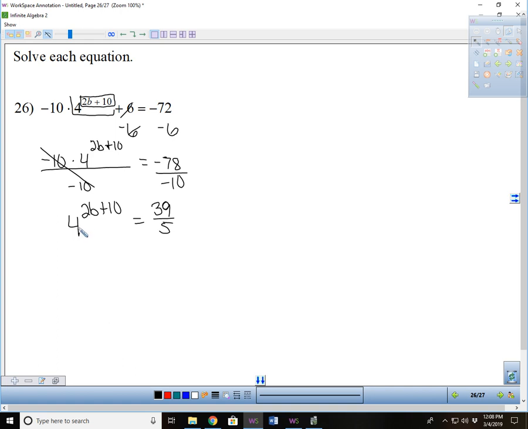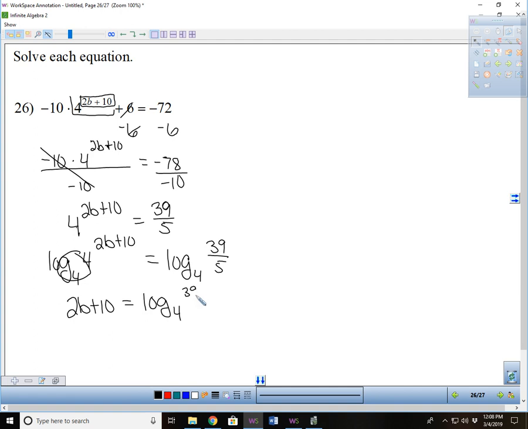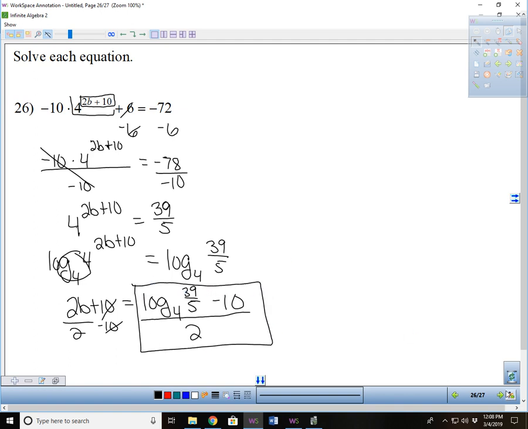Now that you've got that base with the exponent isolated, you're going to log both sides with a base of 4 so that that will cancel. So I have 2b plus 10 is equal to log base 4 of 39 over 5. And then I solve for b, so I subtract 10, and I'm just going to do this in one big step, and then divide by 2, so you get all of that over 2. Like I said, you don't have to split it or anything like that.